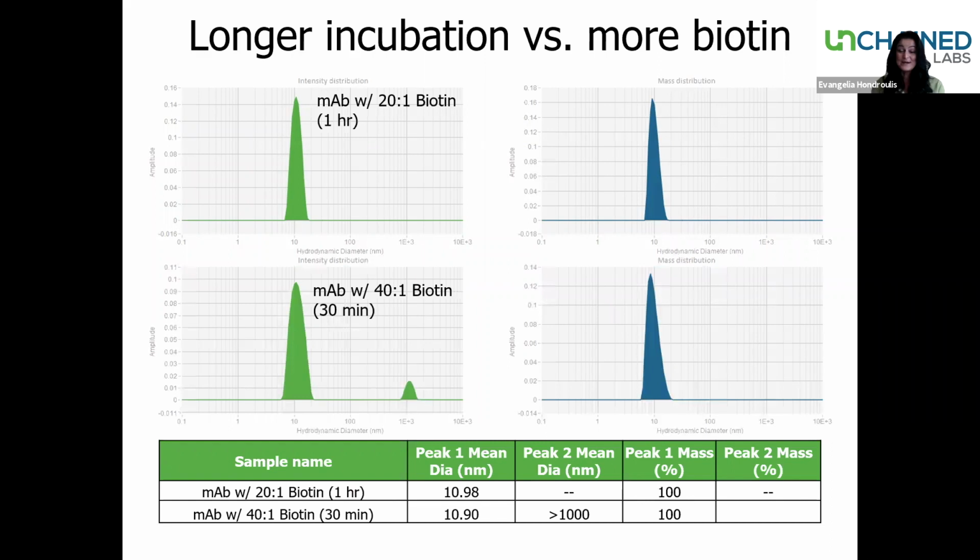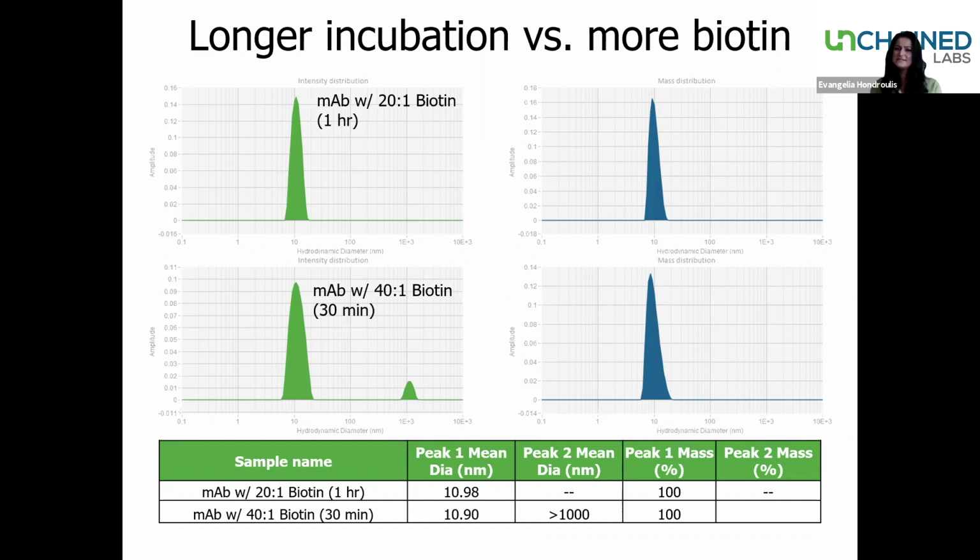Now, when we increase the amount of Biotin to 40-to-1 with the incubation time of 30 minutes, now we start to see some aggregation forming. But if you look closely at the numbers, the peak 1 mass percent is still registering at 100. The actual number is 99.9999647. That means that the peak 2 mass percent is insignificant. This goes back to what we mentioned earlier, that the DLS is very sensitive. The intensity is proportional to the diameter to the 6th power. That's why that one aggregate is showing up. So again, we get that information on how much aggregation is occurring and also in which conditions.